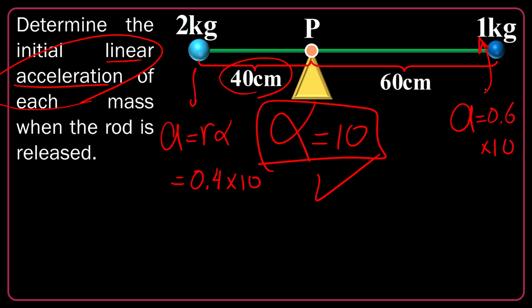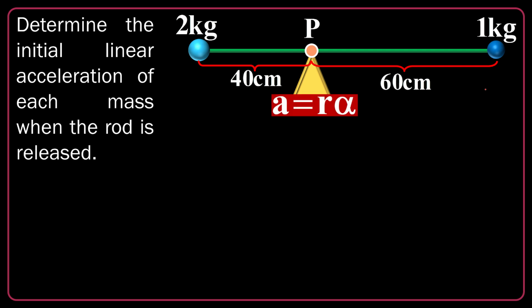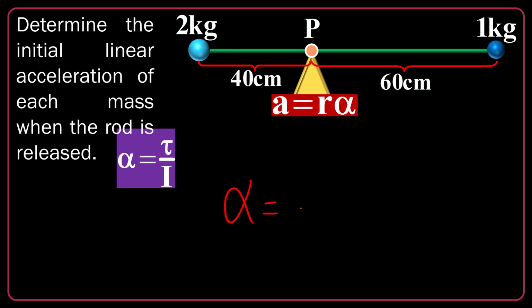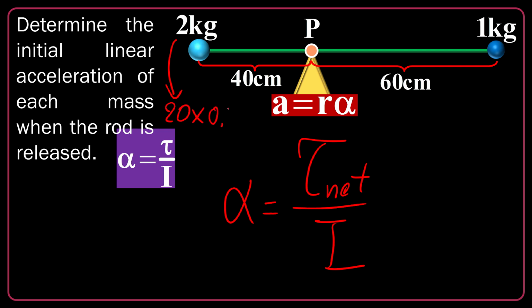But is it really 10? No, it is not. You remember, we had some values different. I don't think it's 10. Let's find it. Alpha is the total net torque divided by I. Net torque divided by I. I found the torque. I told you this one has an anticlockwise torque of 20 multiplied by 0.4, so it is 8, and the other had a clockwise torque of, as I remember, 6.